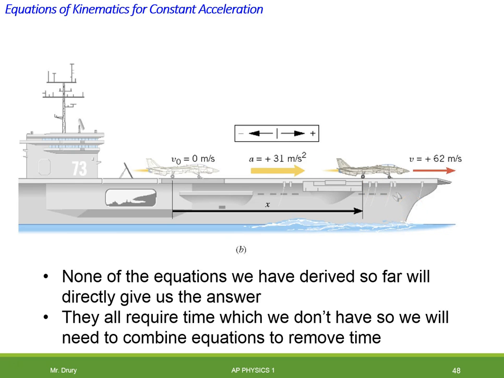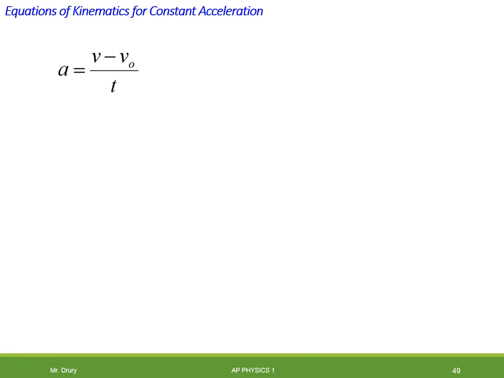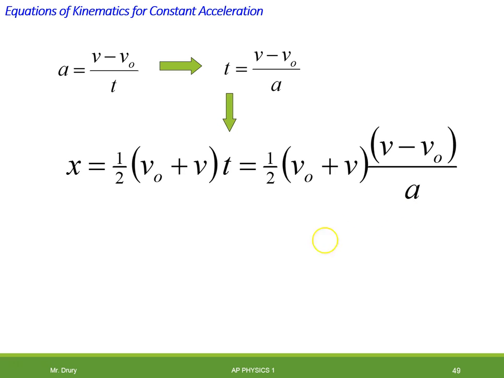So what we can do is combine two equations to eliminate time. And here is what we're going to do. We have acceleration is equal to v final minus v initial over t. Solving for t. And we have our other equation that we derived, and we're going to take this and put it in for t. And you end up getting this. Take a moment and look at the algebra to make sure you can understand it.